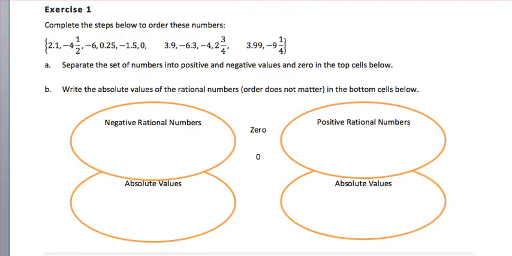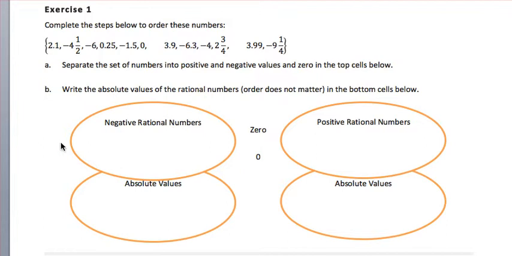Continuing on, in exercise 1, we have a set of rational numbers, a whole variety of types of numbers, and they're asking us to separate the set of numbers into positive and negative values and 0, and then we'll continue on after that in putting their absolute values into the cells underneath them.